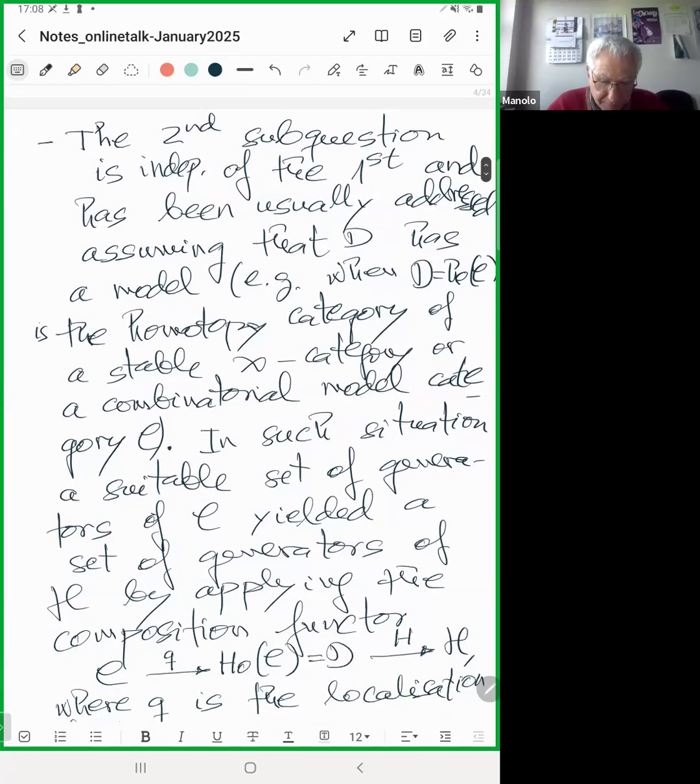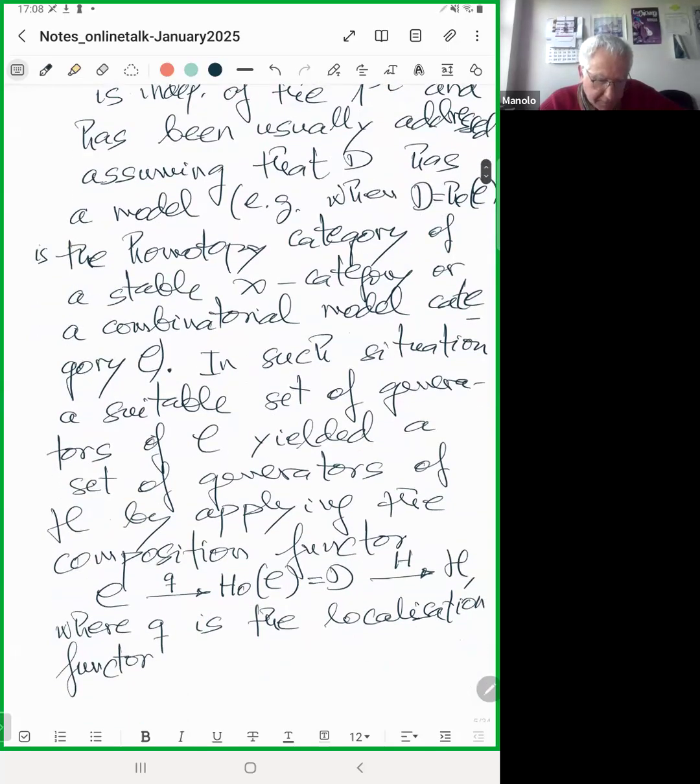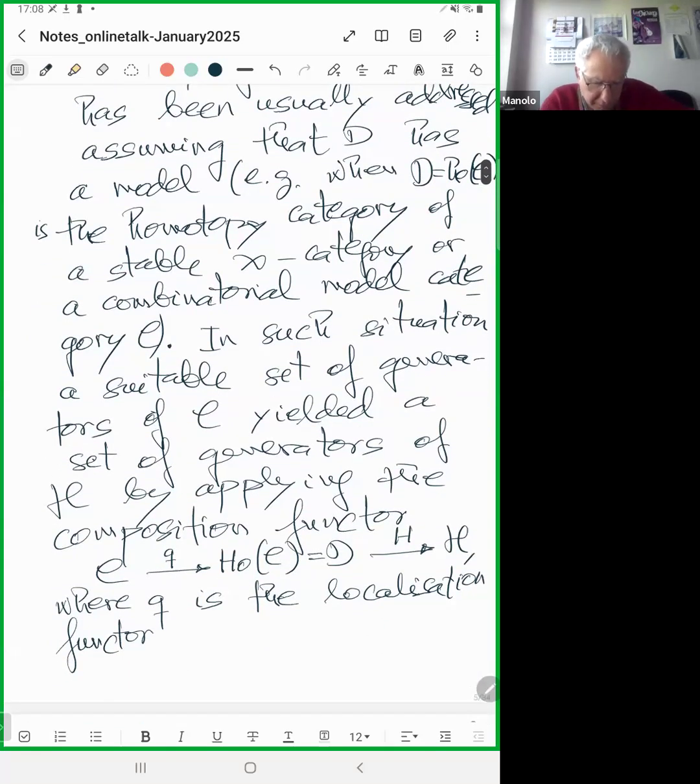In such a situation, you use a sort of ad hoc argument where essentially you take some set of generators of the model, and then via the localization functor on the homotopy category, which is your ambient triangulated category, you pass with the cohomological functor to H, and then the image of that set of generators in the model would be a set of generators in H.